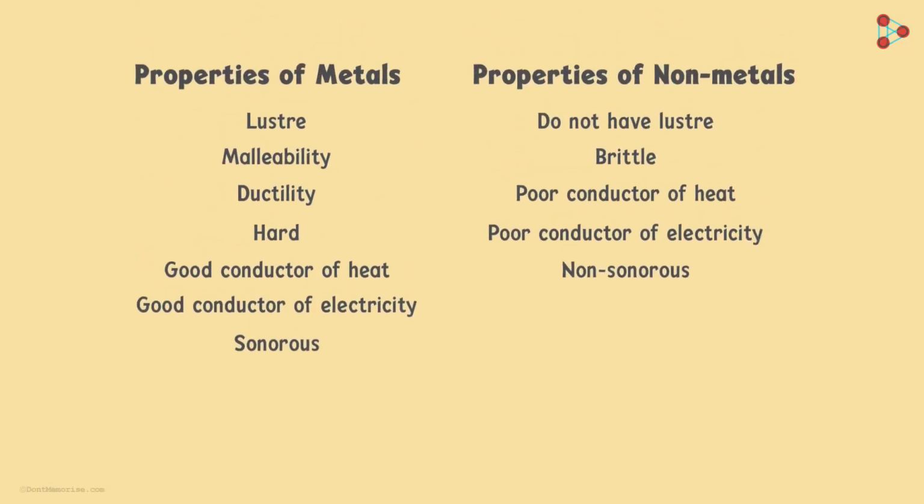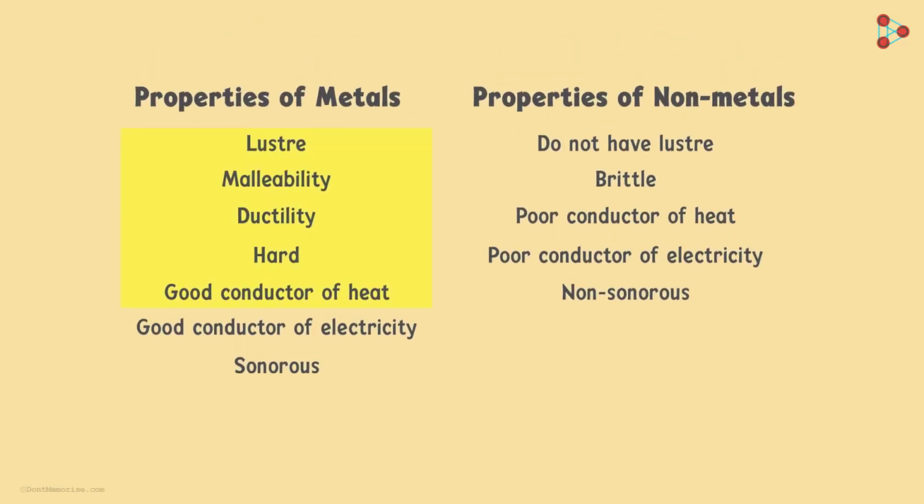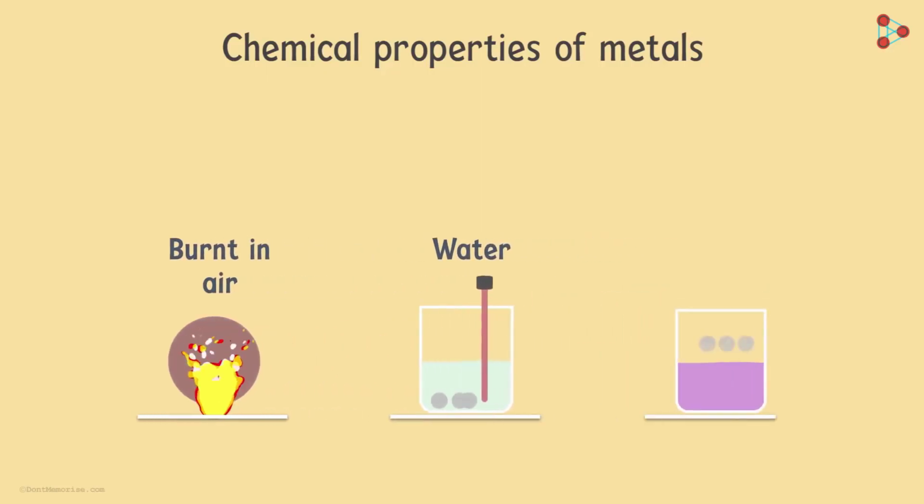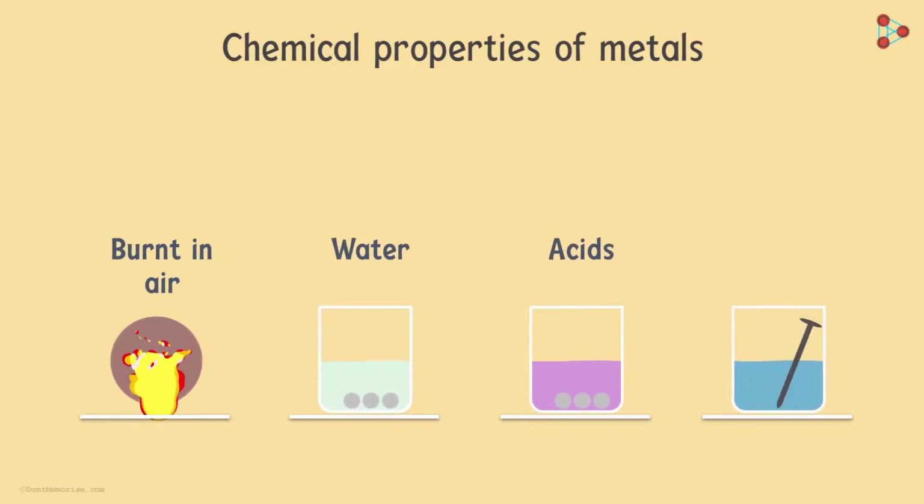We saw that elements cannot be clearly classified into metals and non-metals based on their physical properties. Will chemical properties help? Let's understand chemical properties of metals first. When we're looking at chemical properties of metals, there are a few things we will look at. We will see what happens when metals are burnt in air, when metals react with water, when metals react with acids, and lastly, when metals react with solutions of other metal salts.